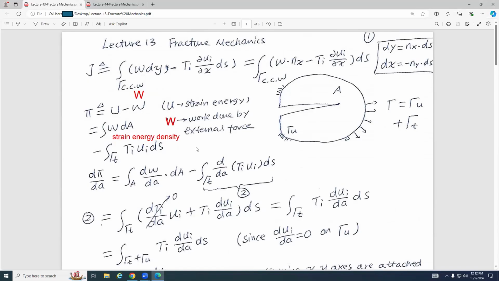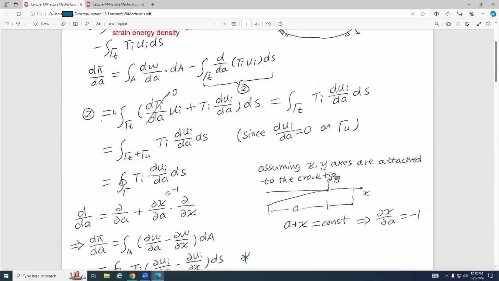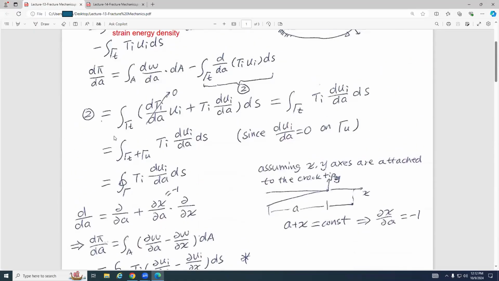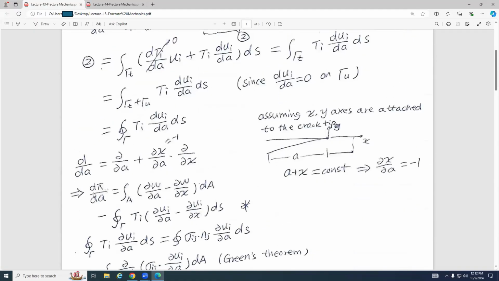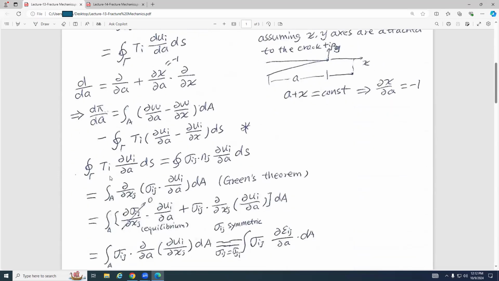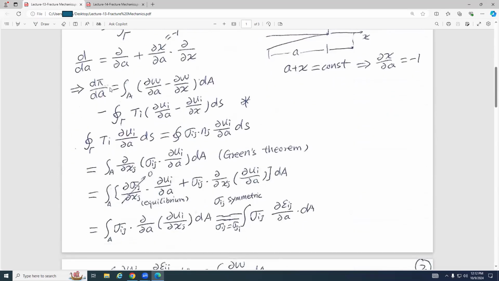Okay, not yesterday, the day before yesterday, we talked about how to calculate the J. So how to calculate the J? Here is dΠ/dA. You can see J equals minus dΠ/dA. Do you guys still remember? So J equals negative dΠ/dA, and based on the definition of dΠ/dA we have here, we just denote this equation as equation star.